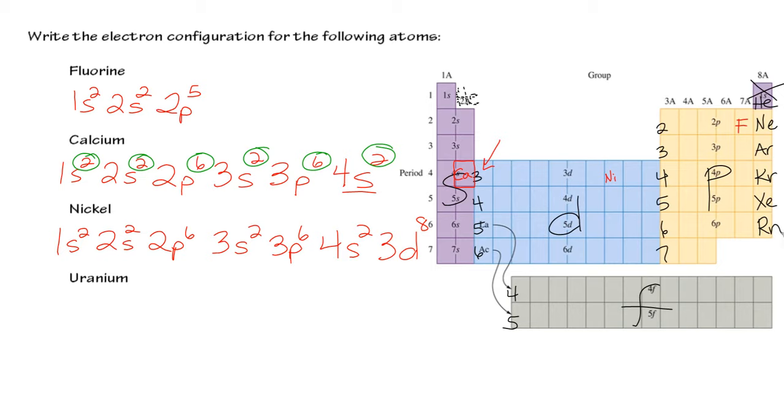Do you remember how you can use the previous noble gas? You put it in brackets, and then you only have to write what comes after that noble gas. So for example, calcium was element number 20. You have to go to the previous noble gas. So the previous noble gas, if I go backwards, would take me to argon. So if you wanted to, you could shorten this up and say argon in brackets. And then you only have to write what comes after argon.